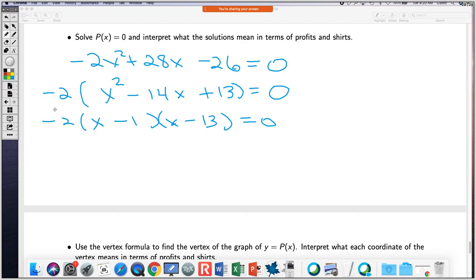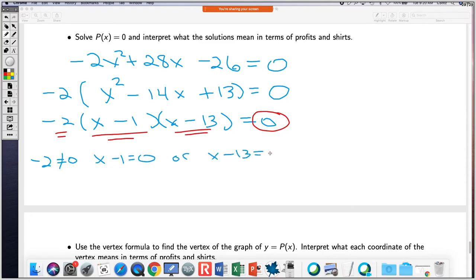Now that I've got something factored against 0, I set each thing equal to 0. Well, the negative 2 is never 0, so don't worry about that. X minus 1 is 0, or x minus 13 is 0. So either x is 1 or x is 13. So what does that mean in terms of profits and shirts?